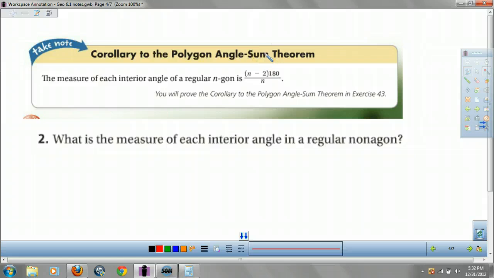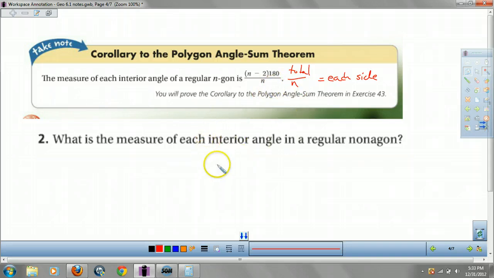The corollary says, and I actually like this corollary, a common question you're going to see on testing is, what is the measure of each angle of the regular polygon with n number of sides? So we do n minus 2 times 180 because that gives you the total. Divide that by the number of sides, and that'll give you each angle. Find the total, divide by the number of sides, and that gives you how much each angle has.